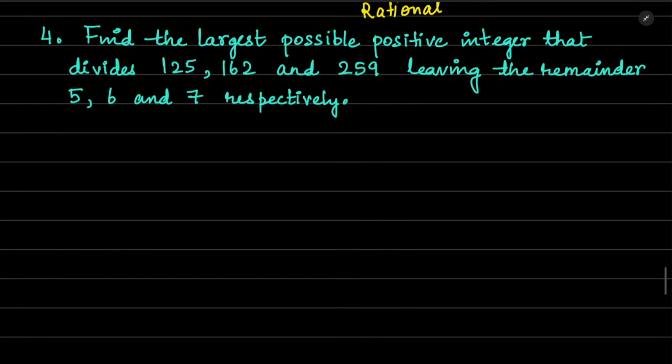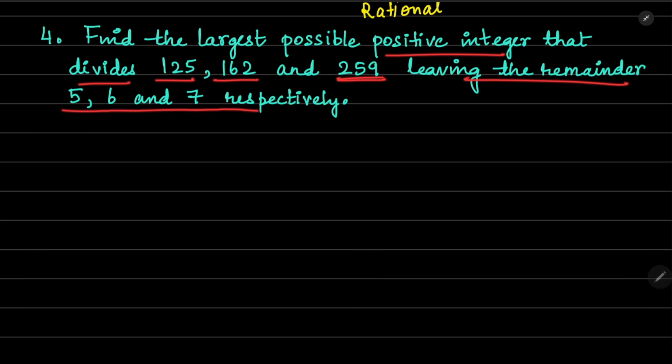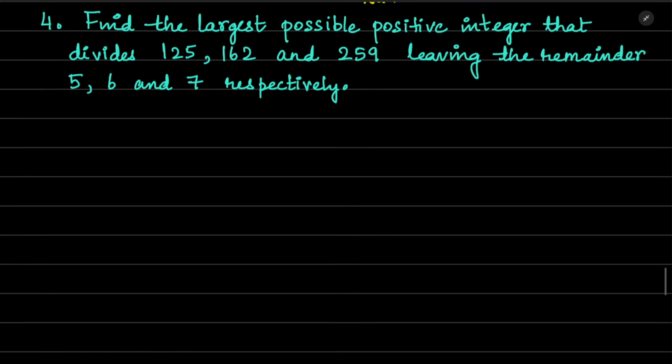Find the largest possible positive integer that divides 125, 162 and 259, leaving the remainder 5, 6 and 7 respectively. So you have to find the largest possible positive integer that divides a number. And what is that number? You will get that number when you subtract the respective remainder from the given number. So let us do that in the first place.